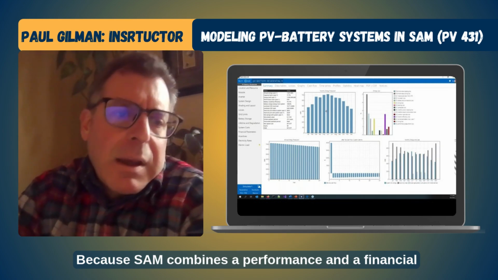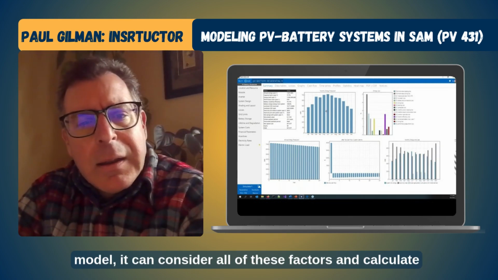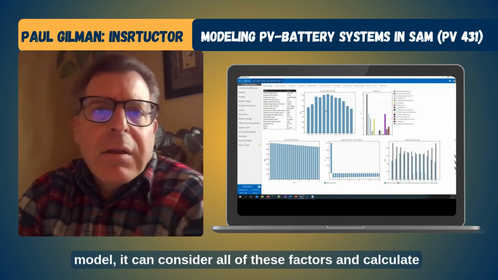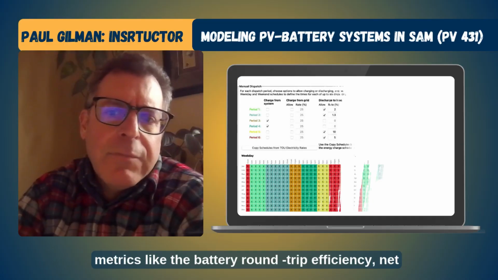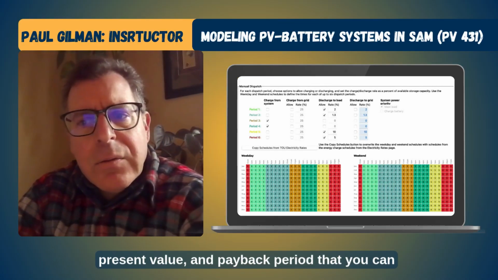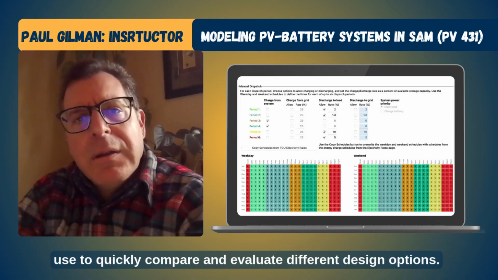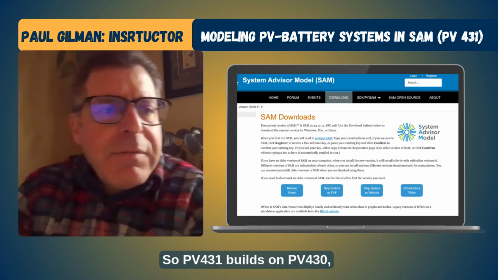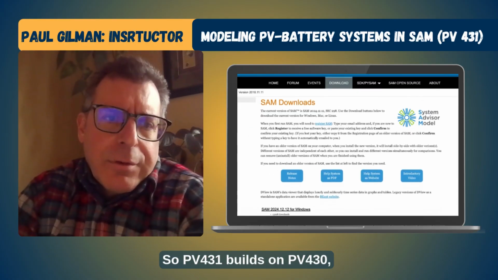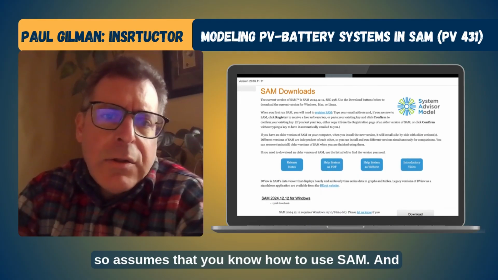Because SAM combines a performance and a financial model, it can consider all of these factors and calculate metrics like the battery round-trip efficiency, net present value, and payback period that you can use to quickly compare and evaluate different design options. So PV 431 builds on PV 430, so it assumes that you know how to use SAM.